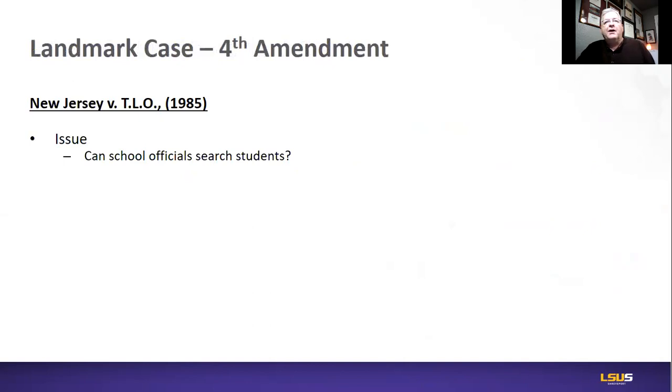Basically, it is a case that asks the question, can school officials search students? In this case, a young lady was caught smoking, and the school searched her purse and found that she had drug paraphernalia and marijuana. So she was charged for that illegal conduct and the paraphernalia that was found on her. She fought the search and basically said that it violated her Fourth Amendment right against unreasonable searches.